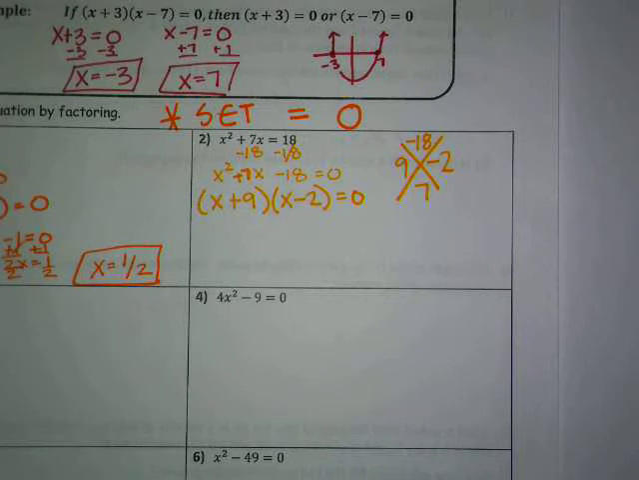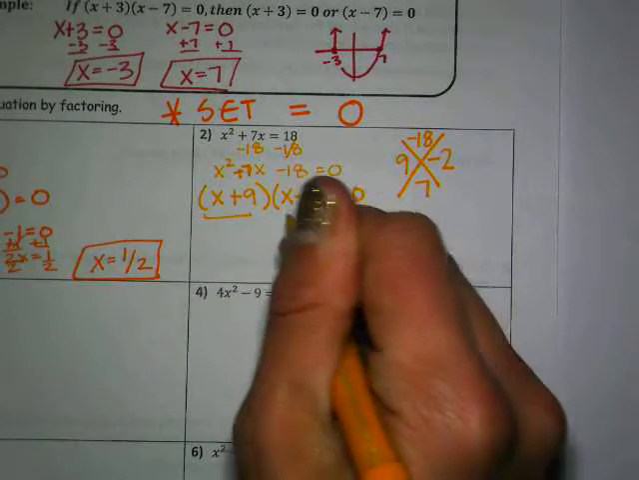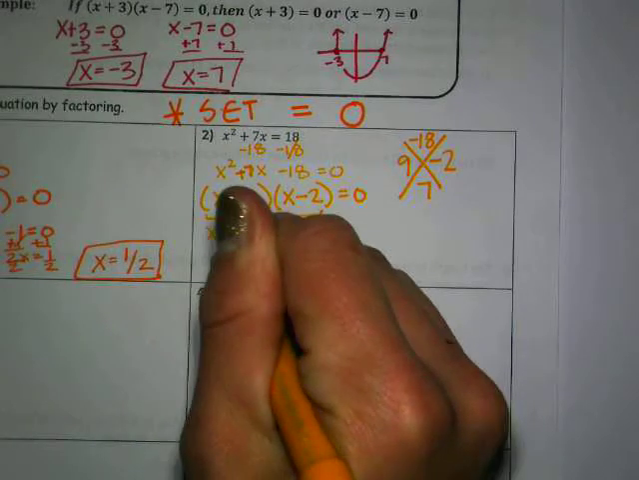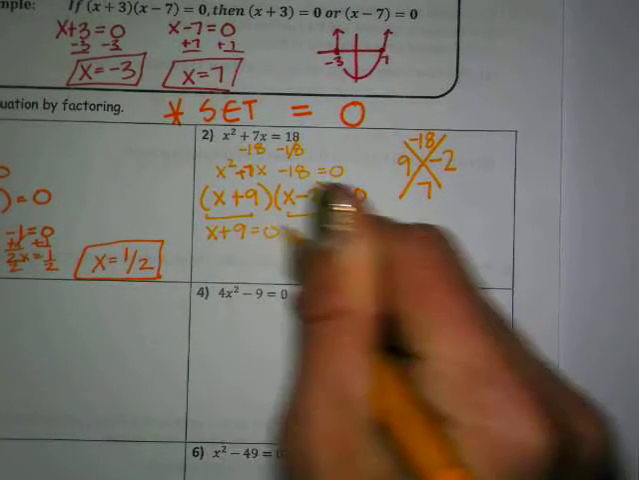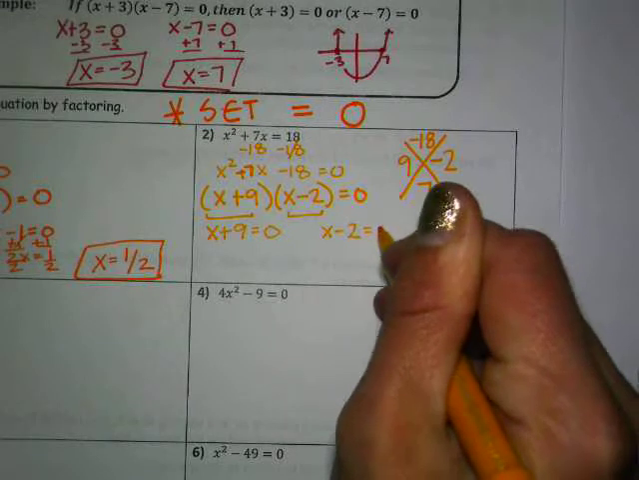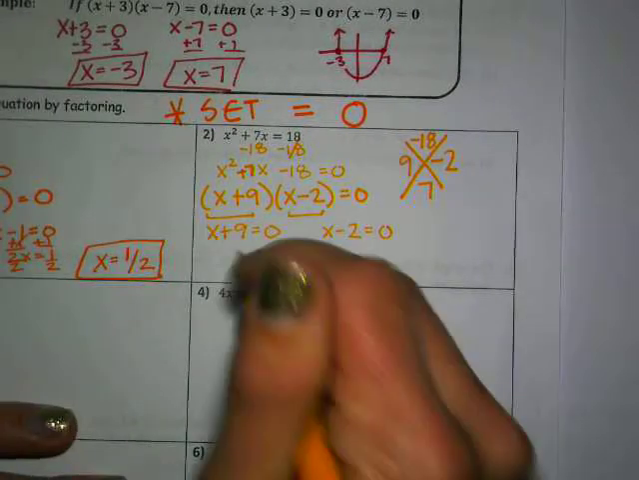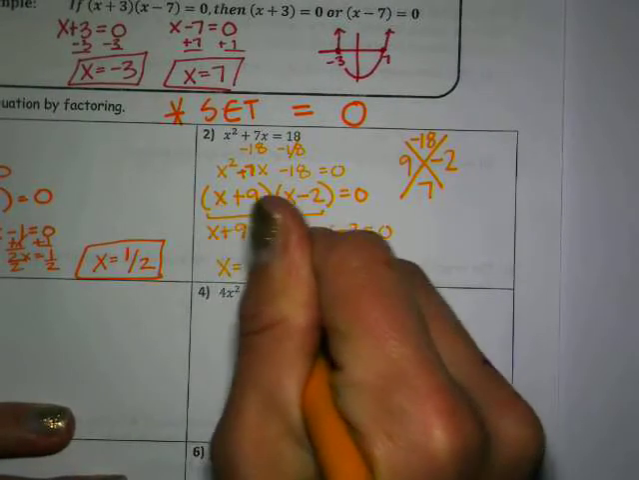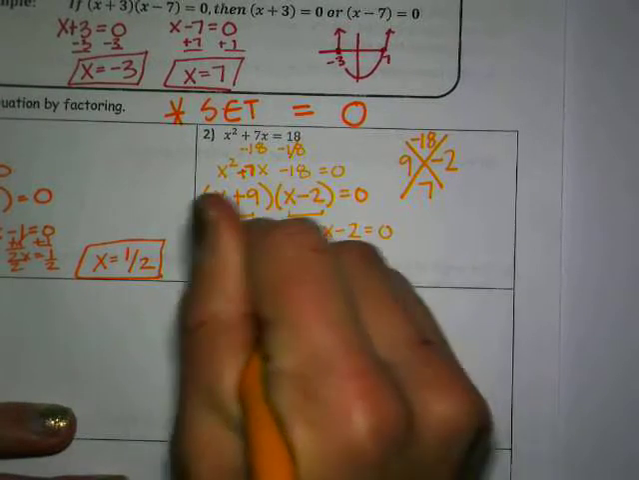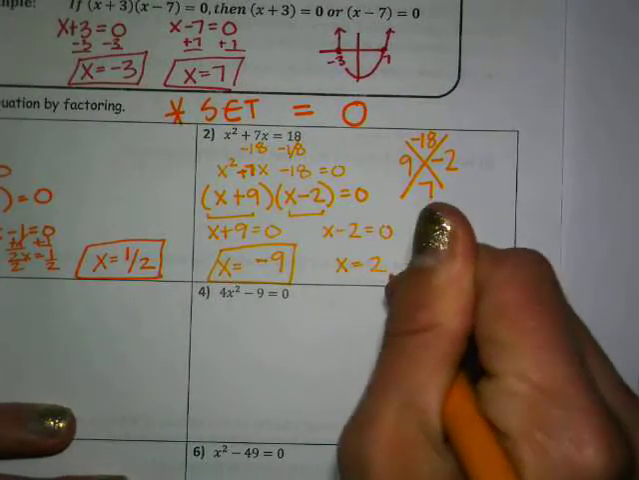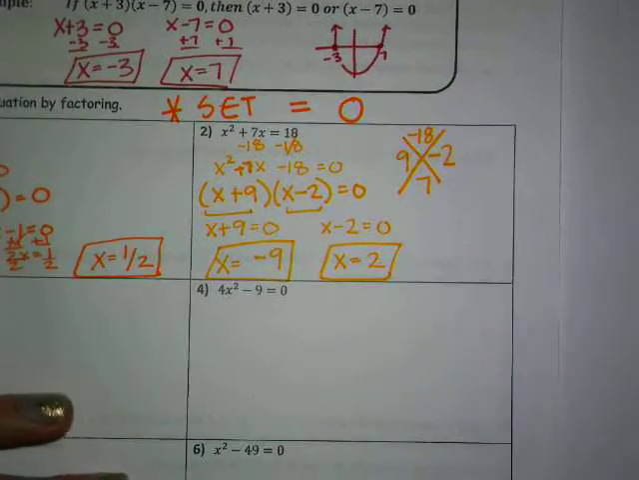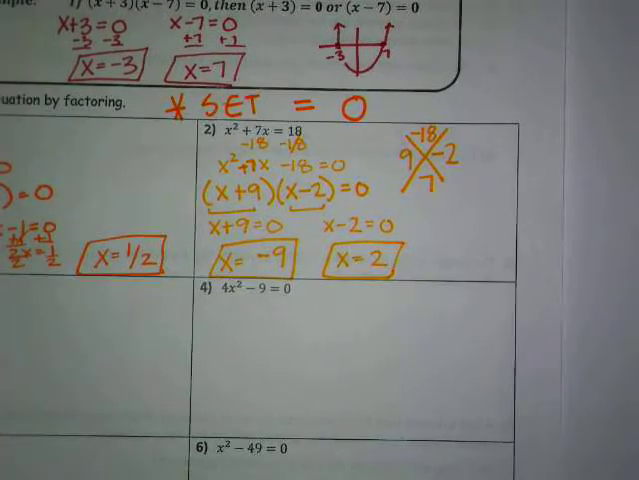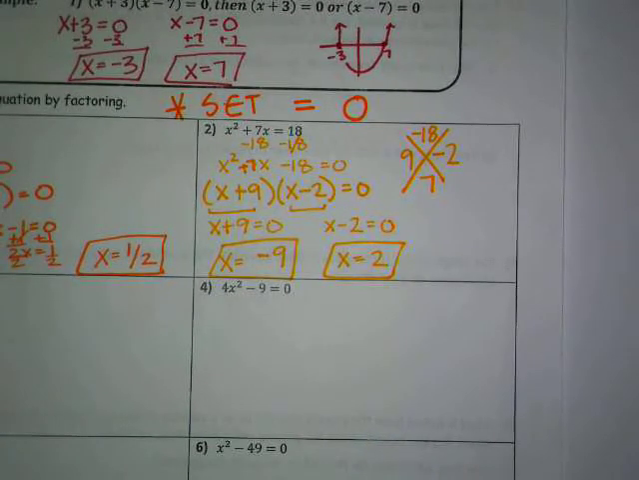So I'm done factoring. I'm going to take each of my factors, set it equal to 0. X plus 9 equals 0. X minus 2 equals 0. So the first one would be x equals negative 9, and the second would be x equals 2. Very good. Could we not just, as a shortcut, just switch the sign? It depends. If there's something in front of the x, it might mess you up. But if you can do it in your head, that's okay.